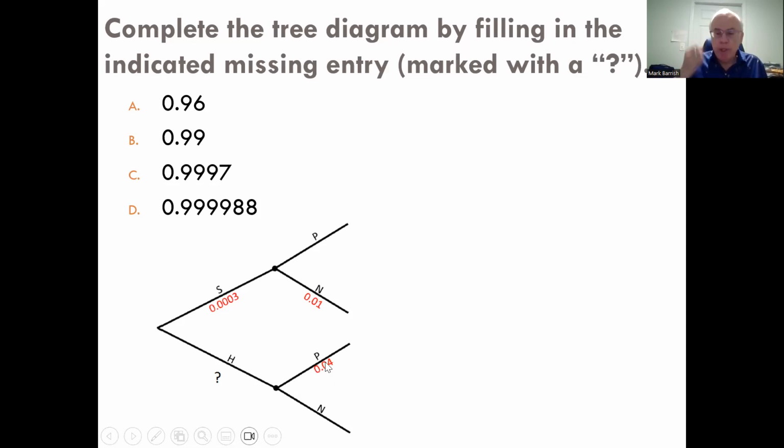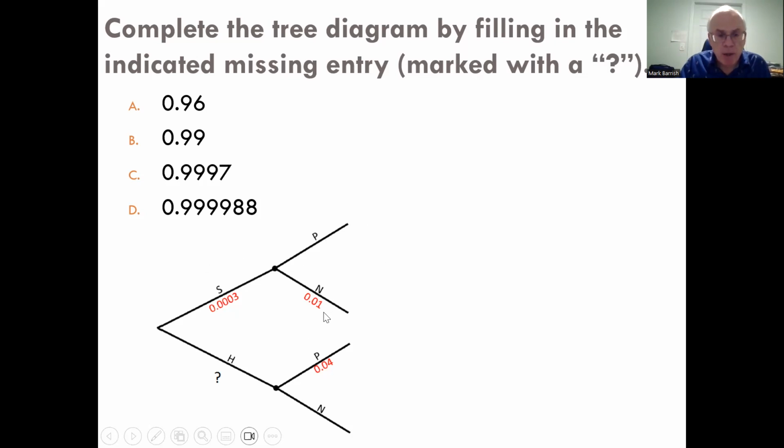Now, the question, of course, would be, given this information, can you fill out all the rest of this? And the answer is yes, using the multiplication laws and the complement law. And let's just quickly run through that. For example, along this branch here, you know that 0.0003 is the probability that you have the disease in the population. Now, can you figure out all these other possibilities up here? And the answer is yes.